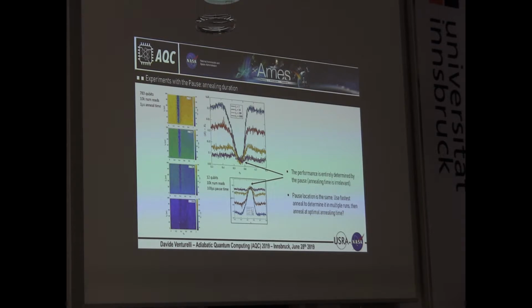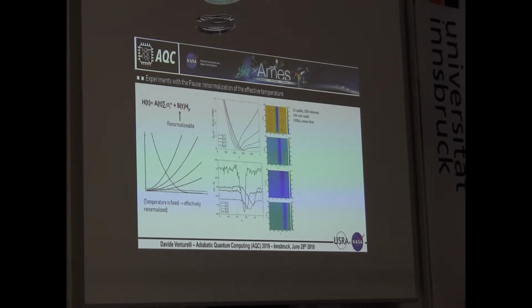And if you increase the anneal time, so the time it takes for you to arrive at the moment where you pause, it doesn't really matter because the performance of the pause is entirely determined by the duration of the pause if you pause at the right time. So if you're looking for the location of the pause, you better try to do your test at the fastest annealing speed you can, because this way you determine the location of the pause and then you pause for as long as you can allow.